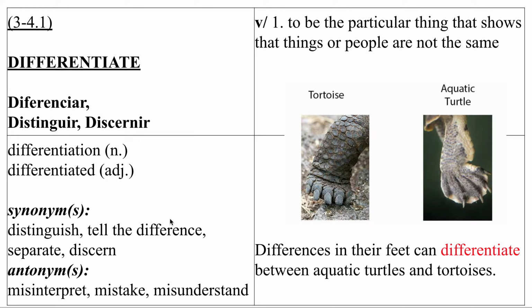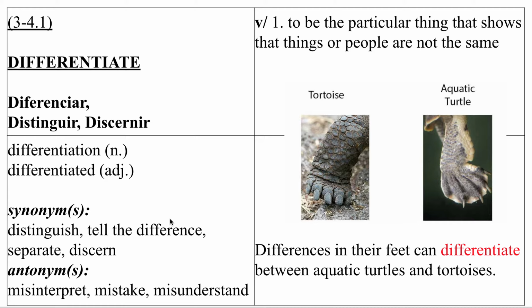So here's an example. We have two kinds of animals that are very similar: tortoises, which live in the desert, and aquatic turtles, which live in the water. I did not know this until I just looked it up today, but one of the ways you can tell the difference between tortoises that live in the desert and aquatic turtles is their feet. And here's a picture of their feet, and you can see that their feet are different.